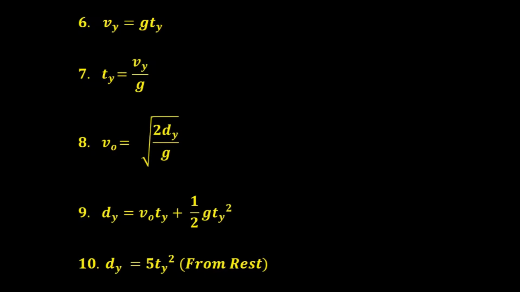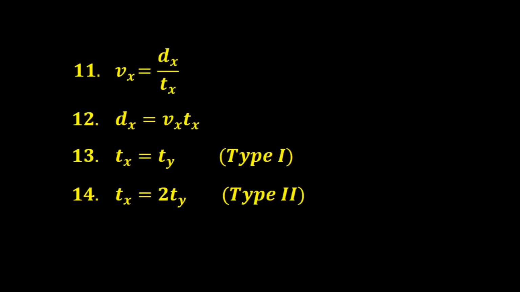For instance, look at number 7, ty equals vy over g. That's certainly a simplification of one of the 3 equations. Here are equations 11, 12, 13, and 14. Notice equations 13 and 14. In type 1, tx and ty are equal. In type 2, tx and ty are not equal. tx is twice ty.